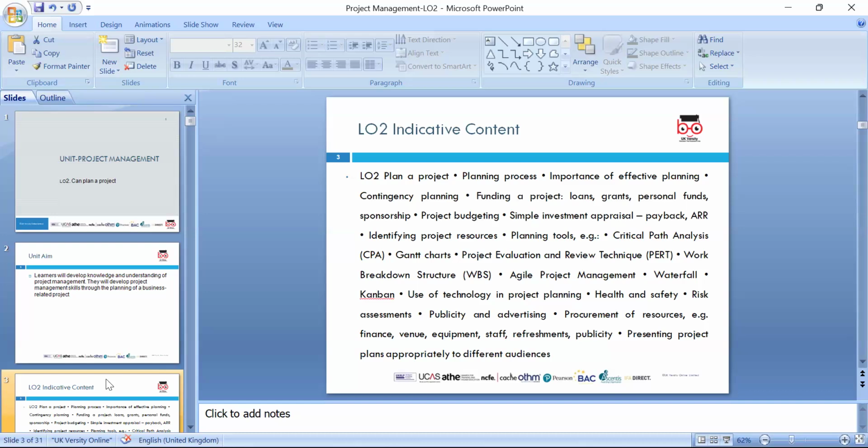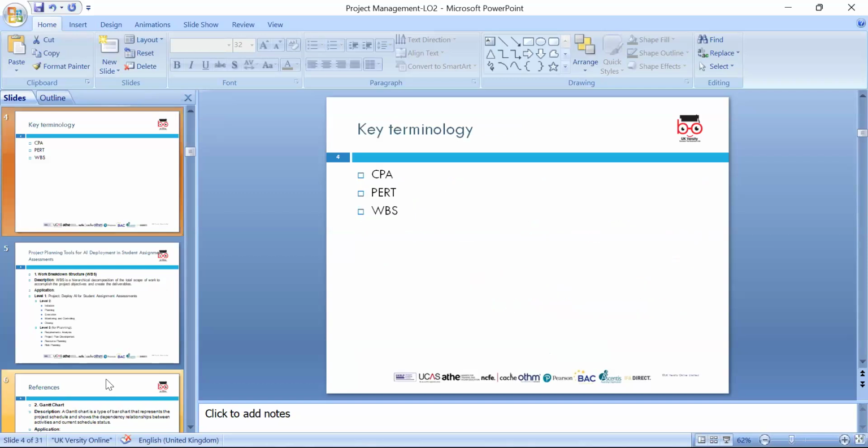We look at the program evaluation review technique, which is quite popular in project management, work breakdown structure, waterfall, and Kanban. We discussed lean last lesson; lean means how we can reduce waste. These are all Japanese approaches. Then health and safety, risk assessment, publicity, advertising, procurement, finance and venue, equipment, staff, refreshment, publicity, and presenting the project plans. These are quite crucial things we'll look at in today's lesson.